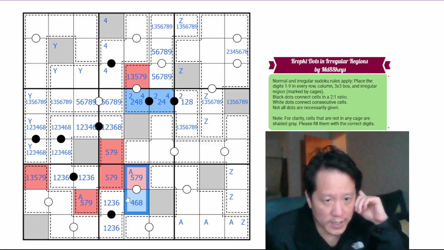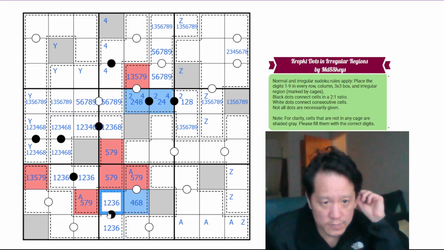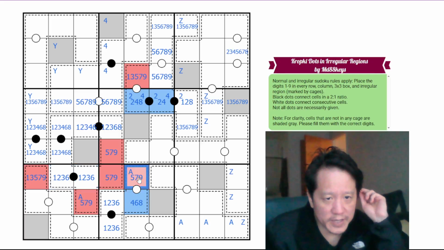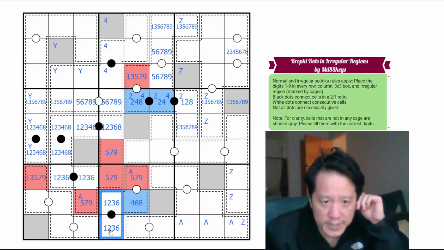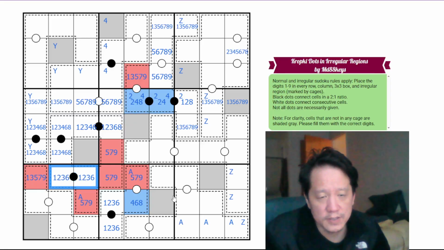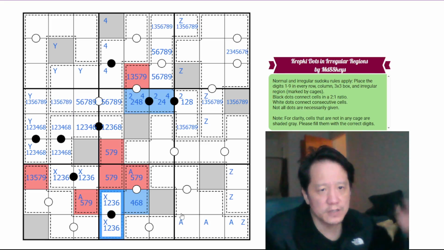Right, because these are not going to be consecutive, essentially. Because this matches that cell. So these must match this. We're going to make this X must be exactly those two.